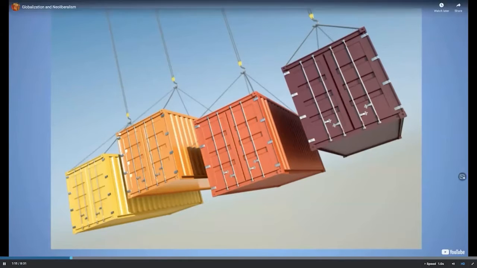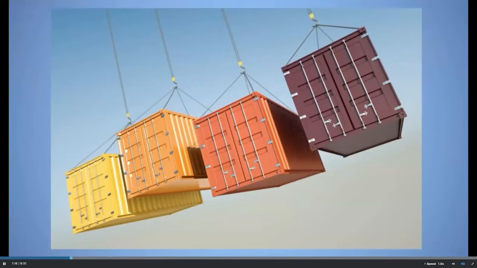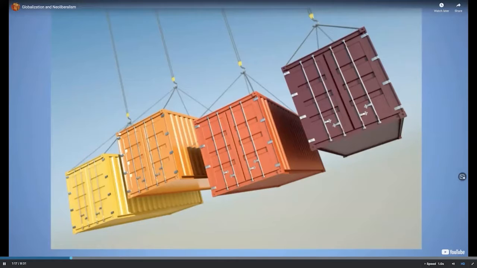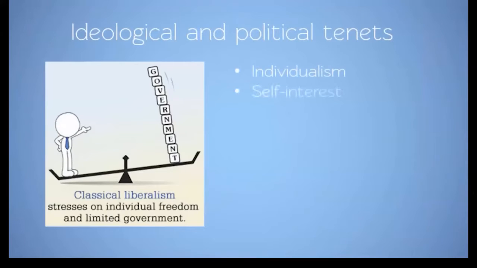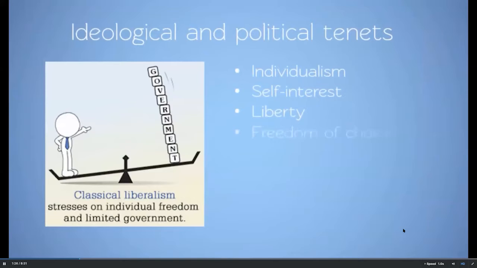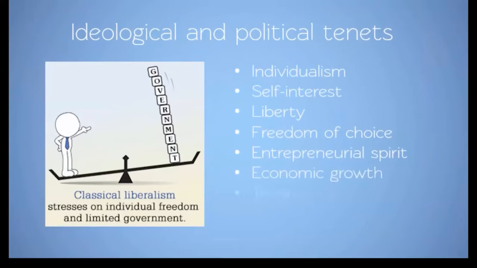There are a number of ideological and political tenets that underpin neoliberalism. These include an emphasis on individualism, self-interest, liberty, freedom of choice, the entrepreneurial spirit, economic growth, technical progress, and freedom for corporations to pursue economic advantage without state impediment.